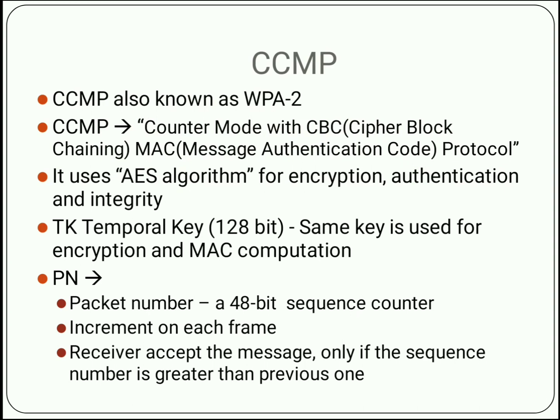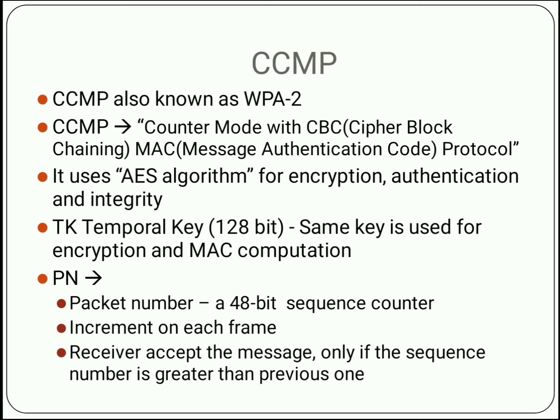And it uses the AES algorithm. In the last two concepts, WEP and WPA first version, we used the RC4 method, but in WPA2, that is CCMP, we are using the AES algorithm. You have already studied the AES method in cryptography, and it is used for encryption, authentication and integrity. Here, the temporal key, TK, is a 128-bit key value, which is used for both encryption and MIC computation. Another difference is that it uses a 48-bit sequence counter, but named differently as a packet number, represented as PN, which will increment on each frame.